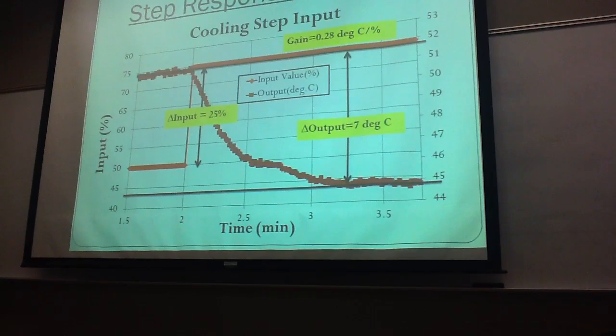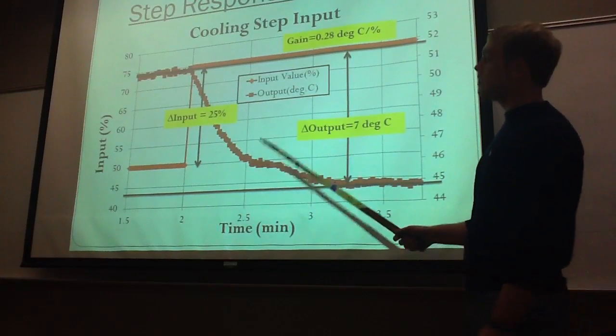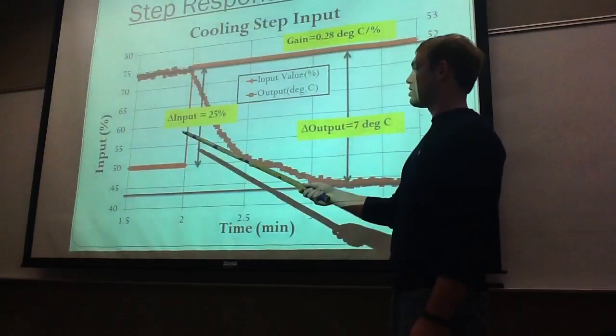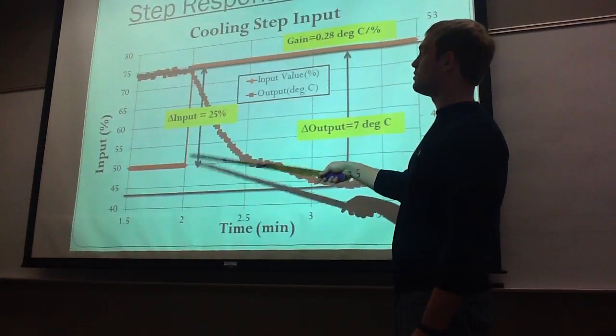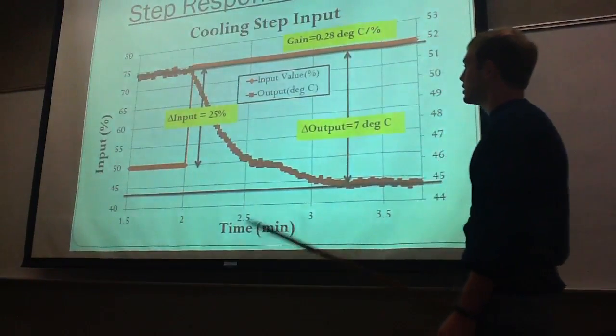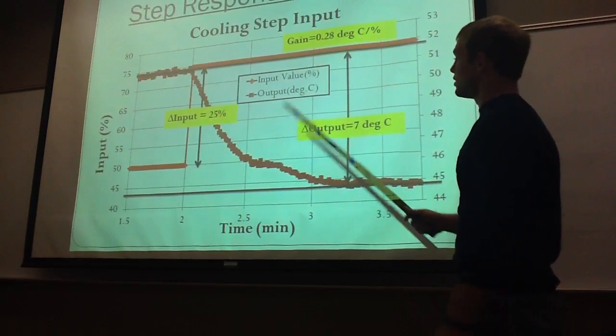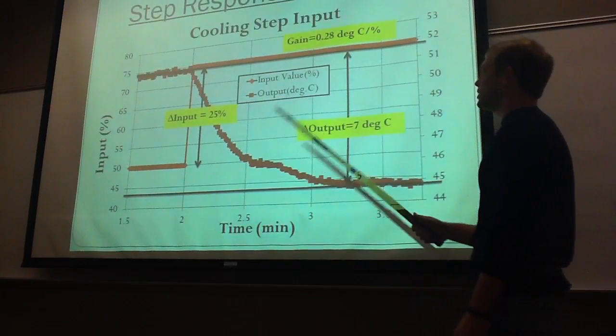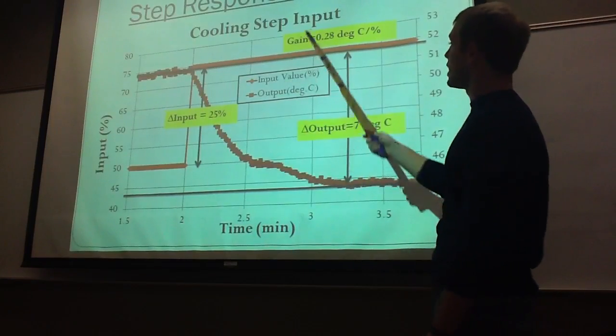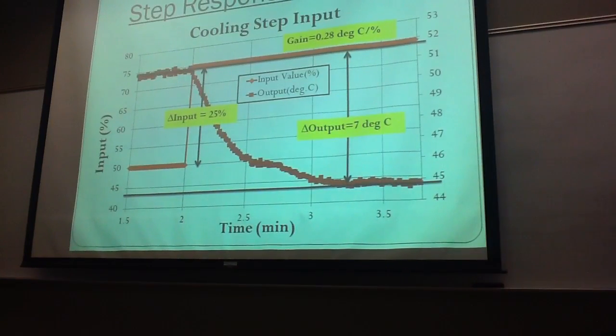And here's an example of how to find the gain. You can see on this graph that the input range is from 50 to 75%, and then the output range was 7 degrees. So you take the change in the output over the change in the input, and you get a gain of 0.28 degrees Celsius.